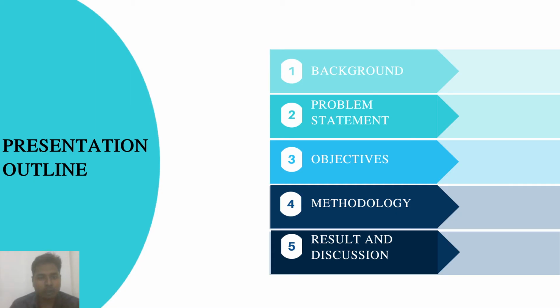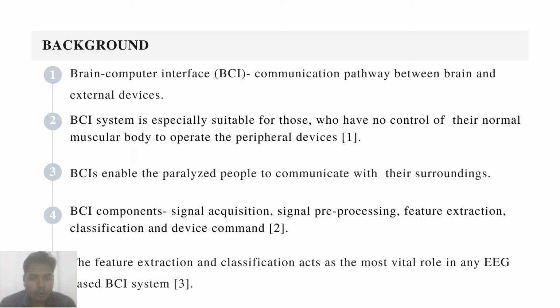This is our outline. Our outline contains the background of our study, problem statement, the objective of our findings, methodology, and resultant discussion. Let's look at the background of my research.